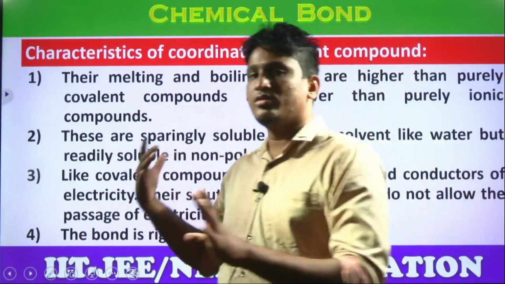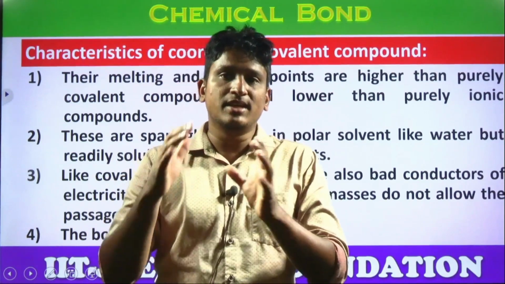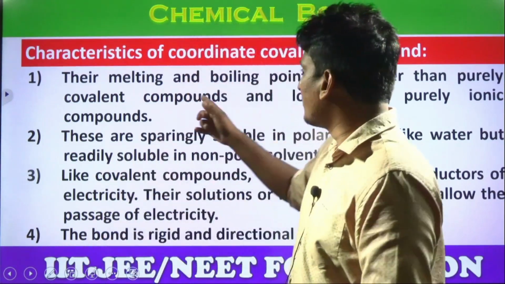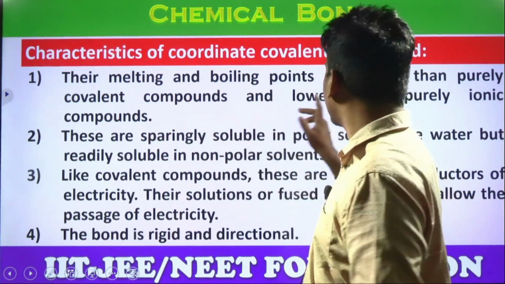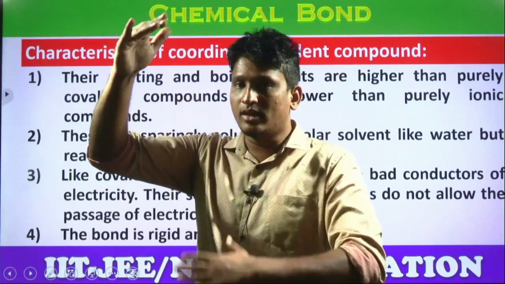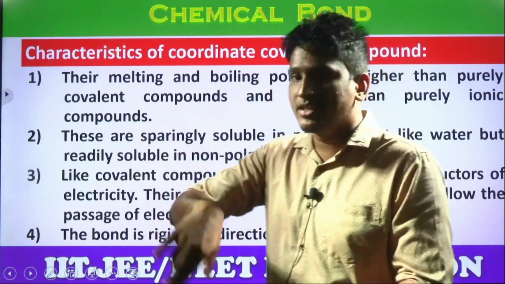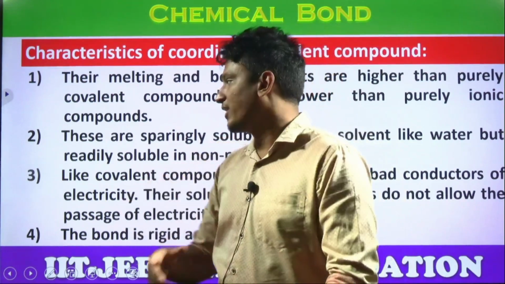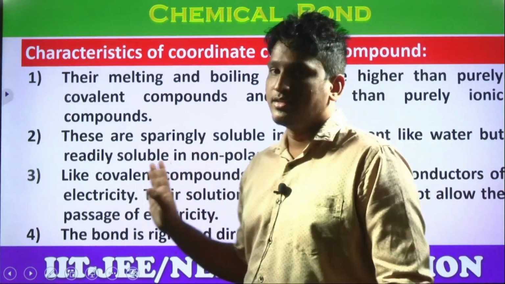First of all, coordinate covalent bond has characteristics between ionic and covalent. So the melting and boiling points are higher than purely covalent compounds but lower than purely ionic compounds. They are like a medium between ionic and covalent. These are sparingly soluble in polar solvents like water, but readily soluble in non-polar solvents.